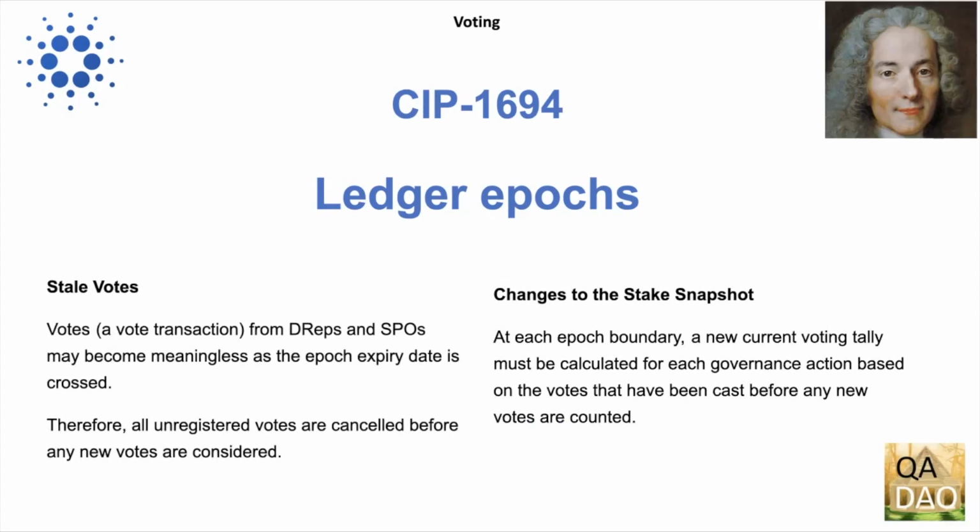Changes to the stake snapshot. The stake snapshot changes at each epoch boundary. Therefore, a new current voting tally must be calculated for each governance action based on the votes that have been cast before any new votes are counted. This avoids the same stake being used two or more times. Given the status of the governance state, this new tally may result in immediate ratification of a governance action.